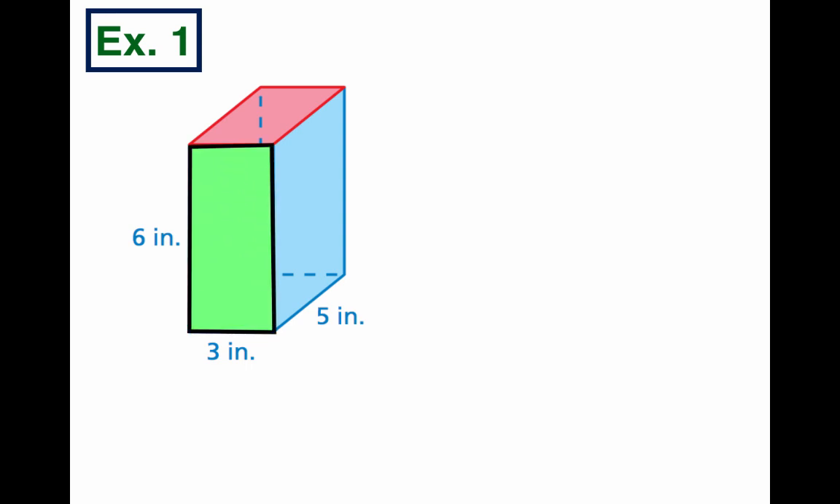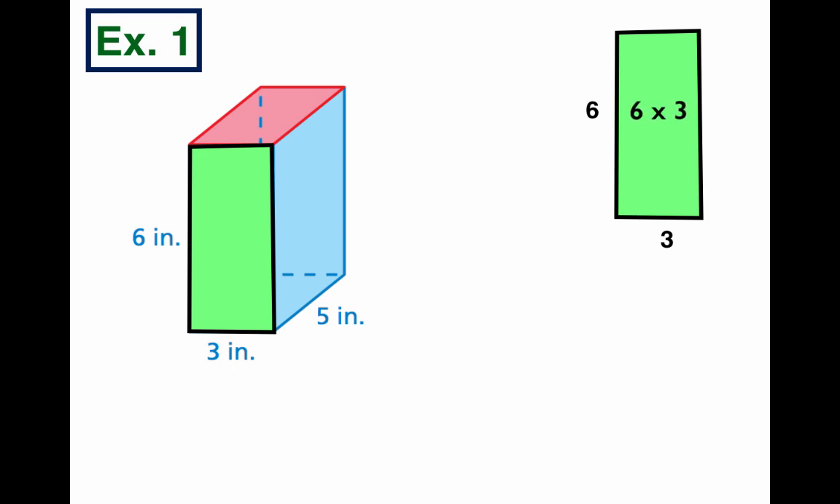So I like to think of it in parts. I'm going to start with the front first. What shape is that front face? Oh, it's a rectangle. If you look at the picture, it measures 6 inches by 3 inches. So it's a 6 by 3. Well, I can easily find the area of that rectangle. 6 times 3 is 18. Okay, so that's the front face.